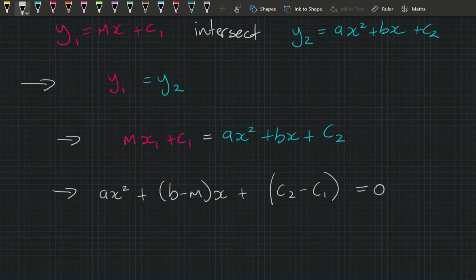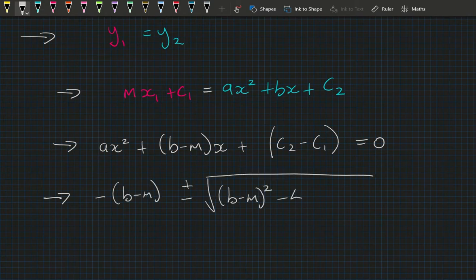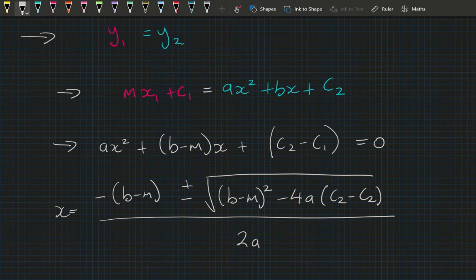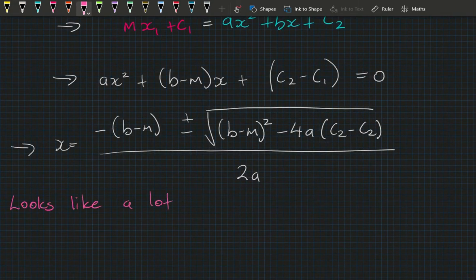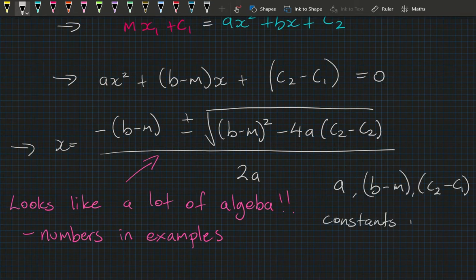So this is true using the quadratic formula, when x is going to be equal to minus (b minus m) plus or minus the square root of (b minus m) squared plus 4 times a times (c2 minus c1), all divided by 2a. Now I understand that looks like a lot of algebra, but it will be numbers in the examples. And by that, what I mean is, when you've finished your simultaneous equation, we'll just have a quadratic equation with a, b minus m and c1 minus c2 being the constants in that quadratic. So they'll just be numbers, so don't need to worry about it, okay?